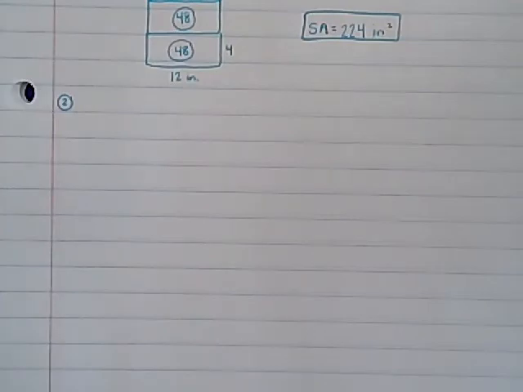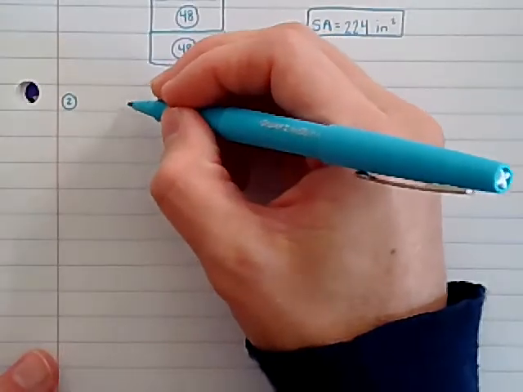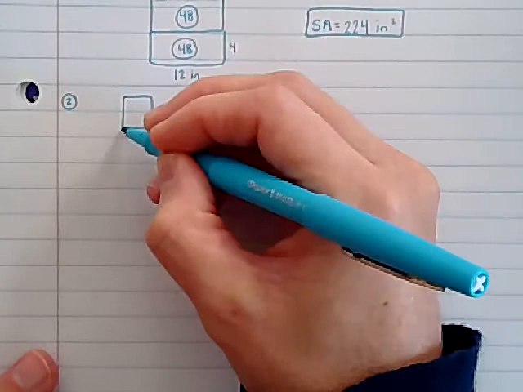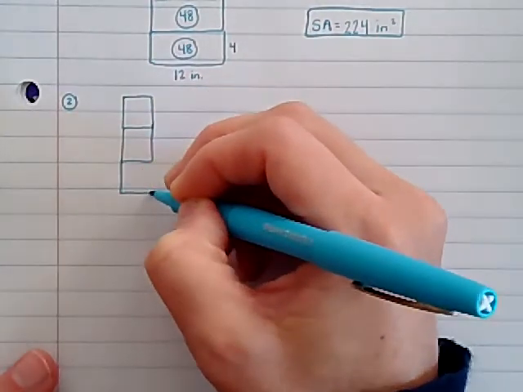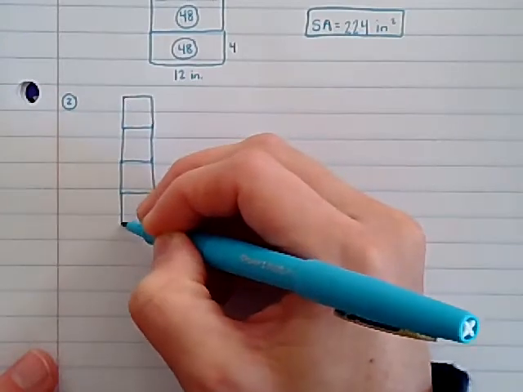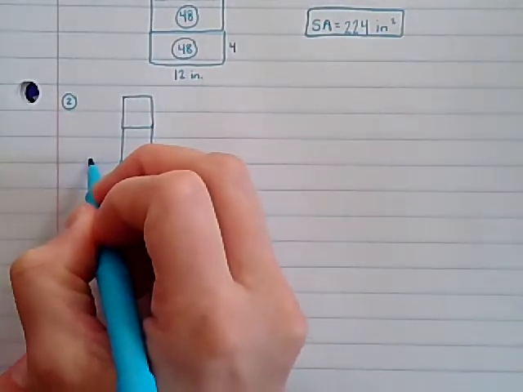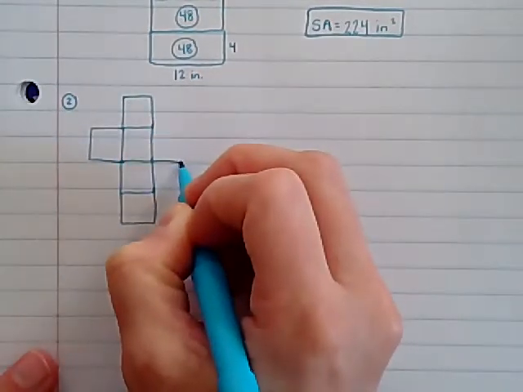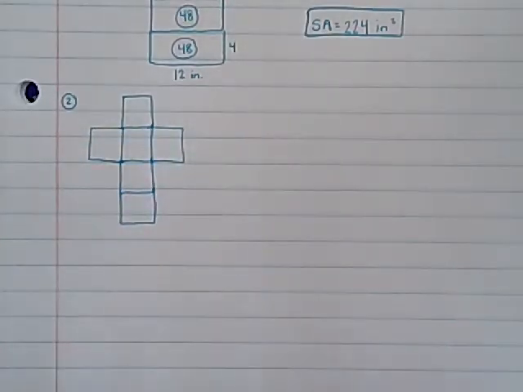All right, let's see. Let's do this one. Once again, it doesn't have to be perfect. Mine definitely isn't. Okay, so this is the net of a cube.